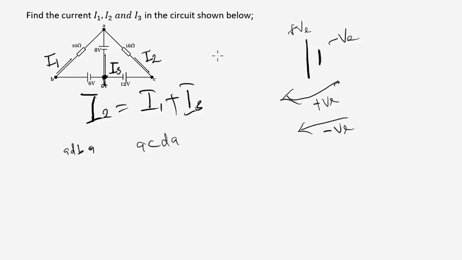Now we are going to take a particular step here. Let's consider this closed loop. This is A, D, B, A. So this is the direction of flow.